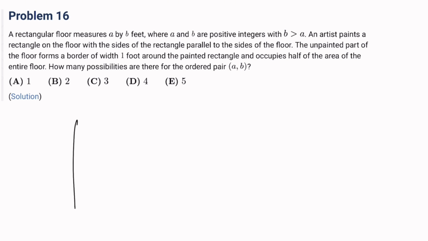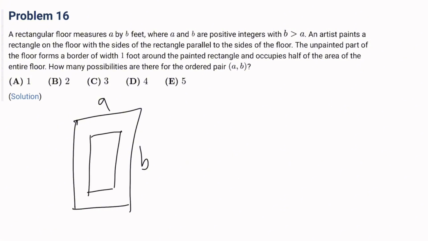Okay, so we're going to have something like this, right? A and b, where b is going to be greater than a, and inside that we're going to have the painted floor, and then the border is 1 foot, so this is 1 foot, this is 1 foot, this is 1 foot, this is 1 foot, and that means this part is going to be a minus 2, and this part is going to be b minus 2, right? We want the possibilities for a, b, but the border occupies half the area of the entire floor, right? And so that means this one also occupies half of the whole thing, and so half of ab is equal to a minus 2 times b minus 2, right?